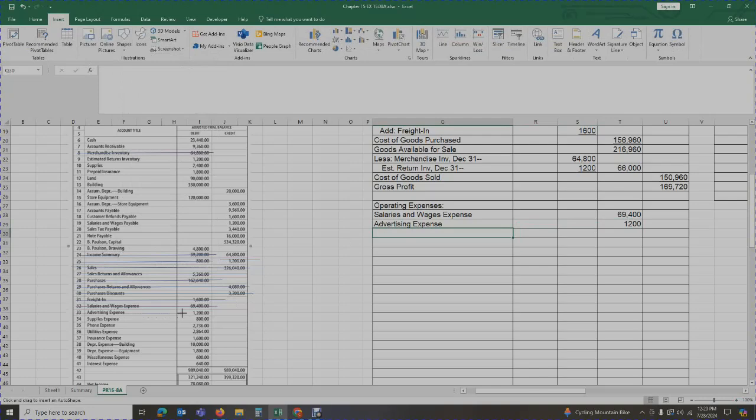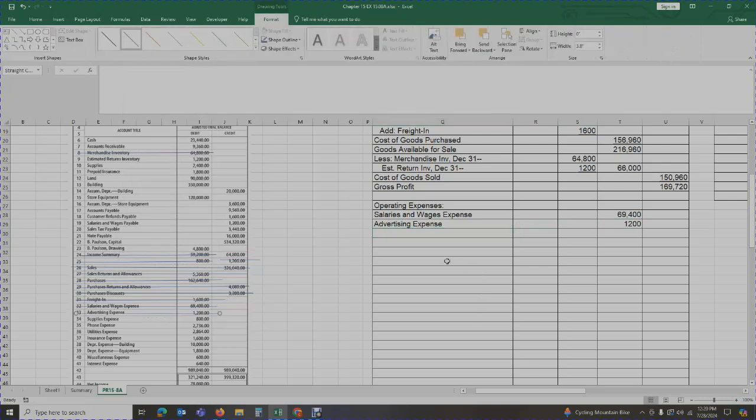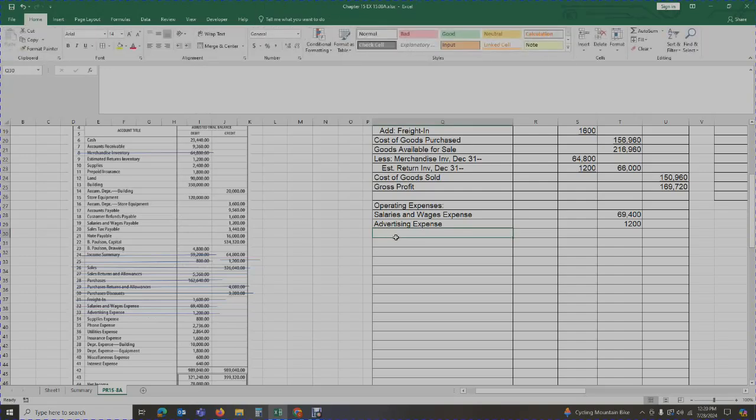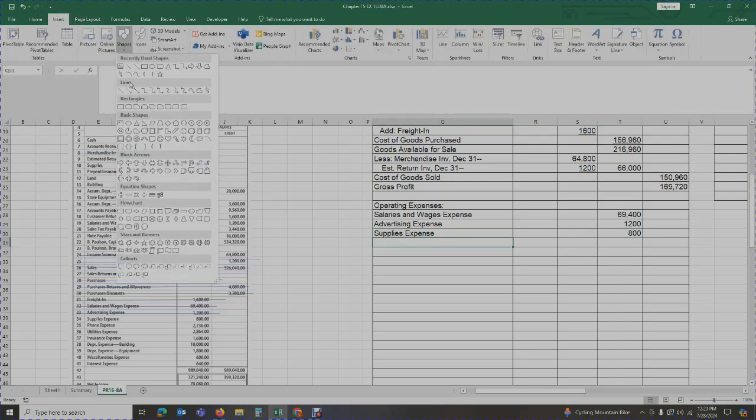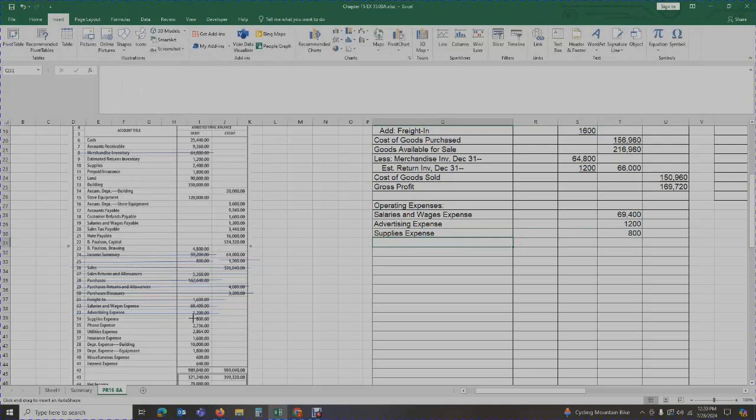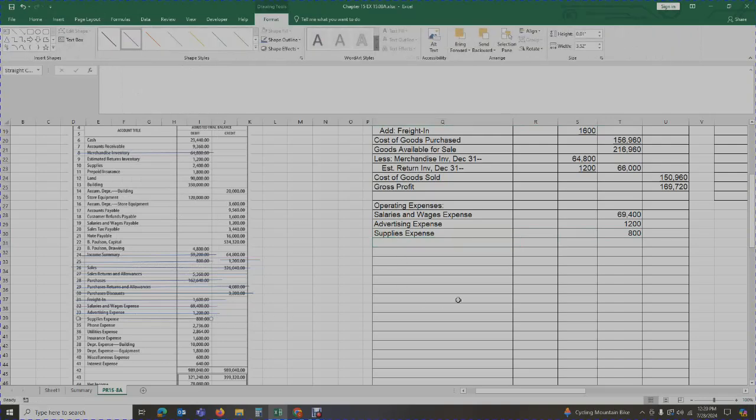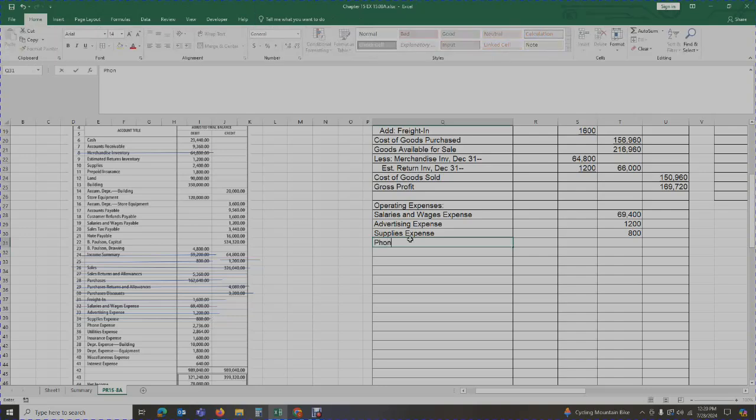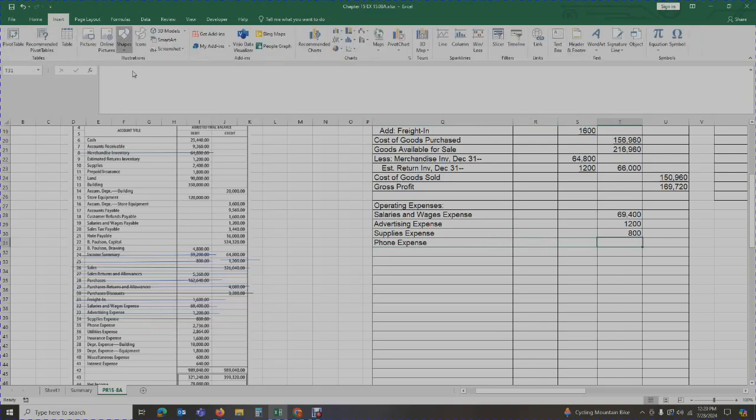So it's just so many numbers. Be very careful when you're picking up the numbers because we can make a mistake very easily. And then we have supplies expense. Supplies expense, we've got $800. Then we have phone expense. For the phone, we've got $2,736.